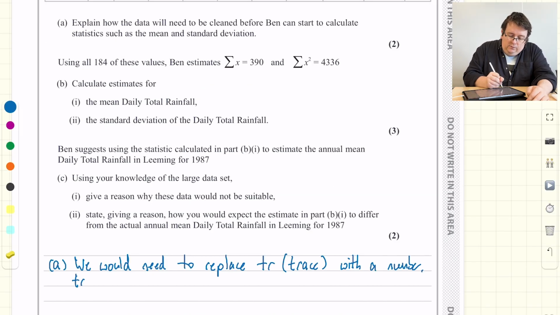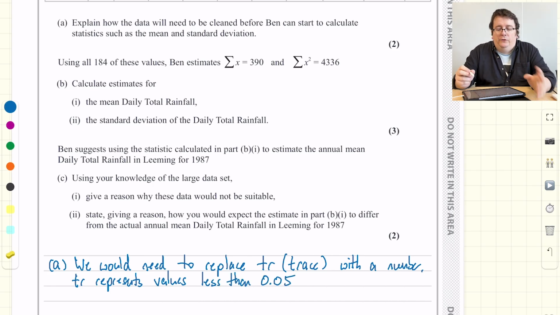TR represents values less than 0.05. Okay, so it makes sense to replace TR with between 0 to 0.05. So we take the midpoint of that, so 0.025.